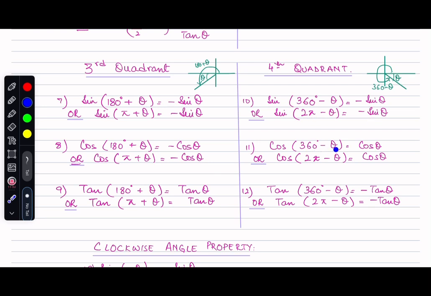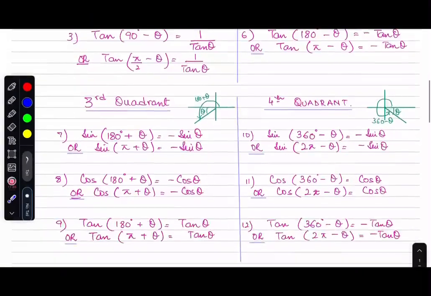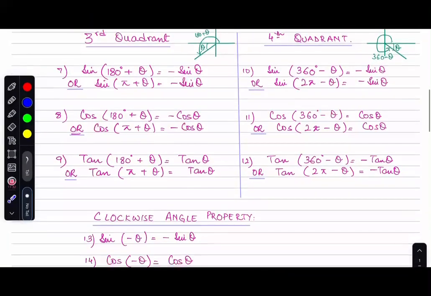Cos of 360 minus theta equals cos theta, positive in the fourth quadrant. Or cos of 2 pi minus theta in the radian mode equals cos theta. And in terms of tan, because it's negative in the fourth quadrant, I should say tan of 360 degrees minus theta equals negative tan theta, or in the radian mode it should be tan of 2 pi minus theta, which equals negative tan theta here. So these are basically the four quadrant properties that we have.